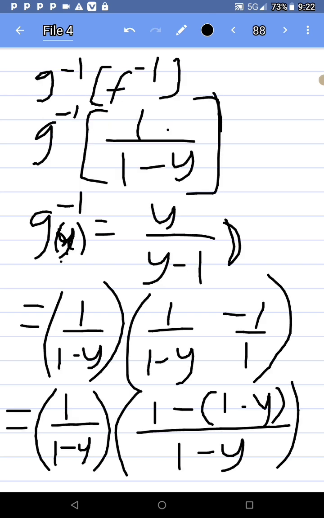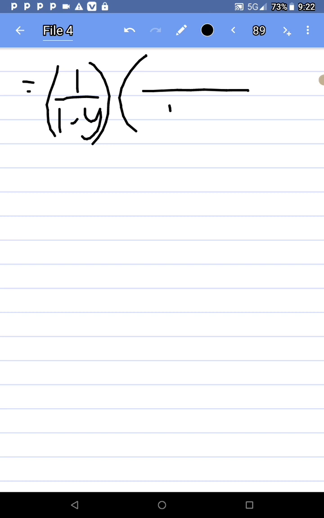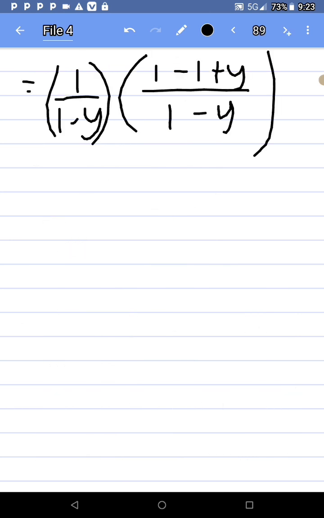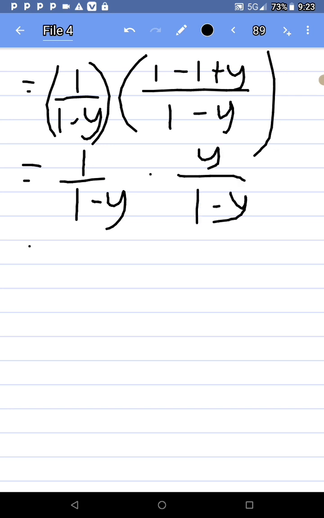So that will be 1 over 1 minus y, close it up in a way, and then the LCM, 1 minus y. And then that will be just opening the brackets, 1 minus 1 plus y. Someone is asking, how do we get plus? Minus here, and there is a minus here. So minus times minus is plus, minus times plus is minus. With that, we are left with 1 over 1 minus y, and 1 minus 1 is 0, times y over 1 minus y.